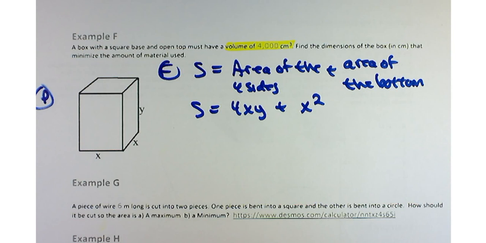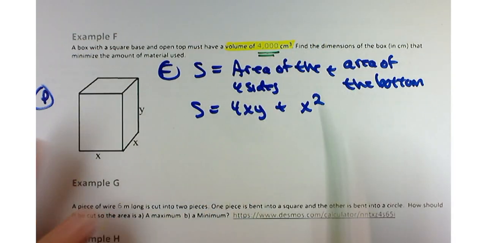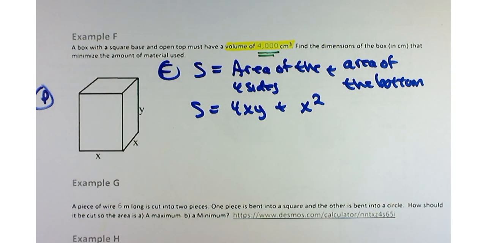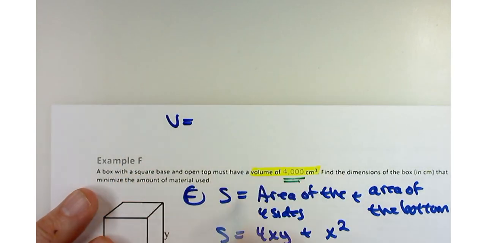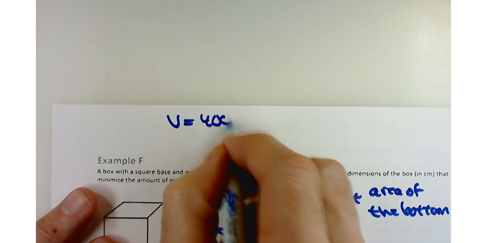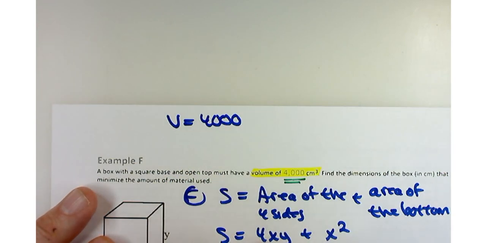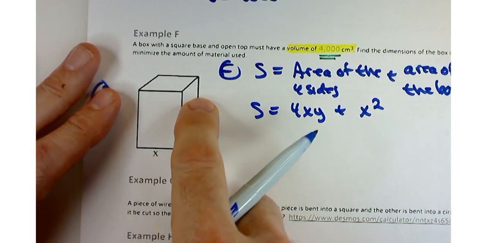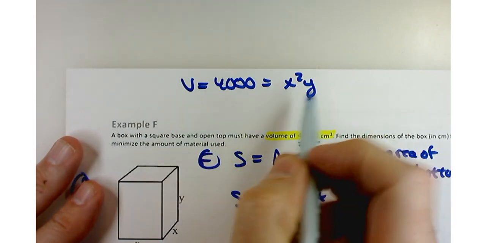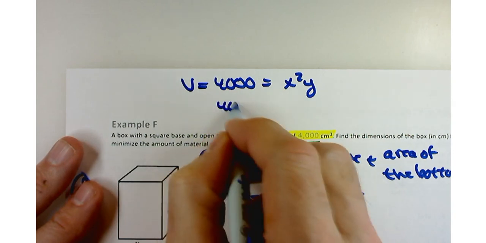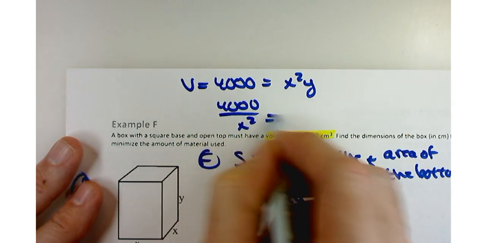But I need to refine that a little bit because it's got a y in it. I need to get rid of the y. So then you look back at the problem and realize, oh, I haven't used this information yet. So let's do that. The volume of the box was 4,000 cubic centimeters, and that volume is going to be x times x times y, or in other words, x squared y. If I solve for y, I get 4,000 divided by x squared equals y.